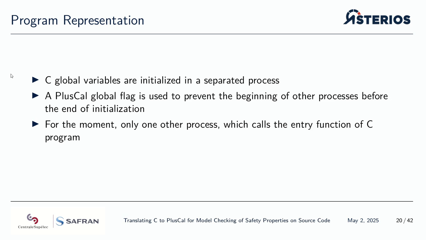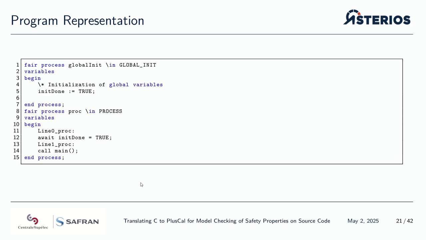So that is the meaning of this initialization process and this PlusCal global flag that will prevent the beginning of other processes before its end. This is how it looks in the translated PlusCal verification. Here we have a fair process global init that will do the initialization of global variables and then set the init done variable to true. And then we will have other processes that will wait for init done to be true, and if it is the case, they will do their job. So, for example, here to call the main function.